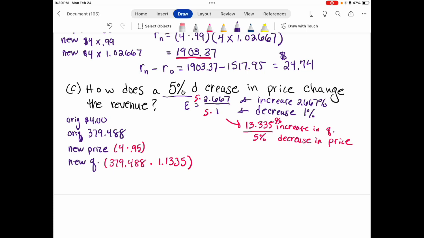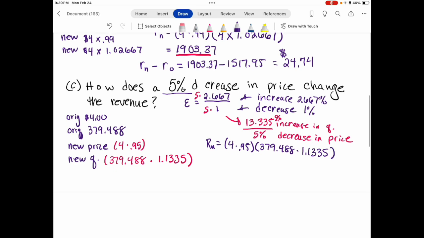So now to find the new revenue, I'm going to take the price, which is 4 times 0.95, and multiply it by the quantity, which is 379.488 times 1.13335. When I multiply that out, I get that the new revenue is going to be 1,634.11.